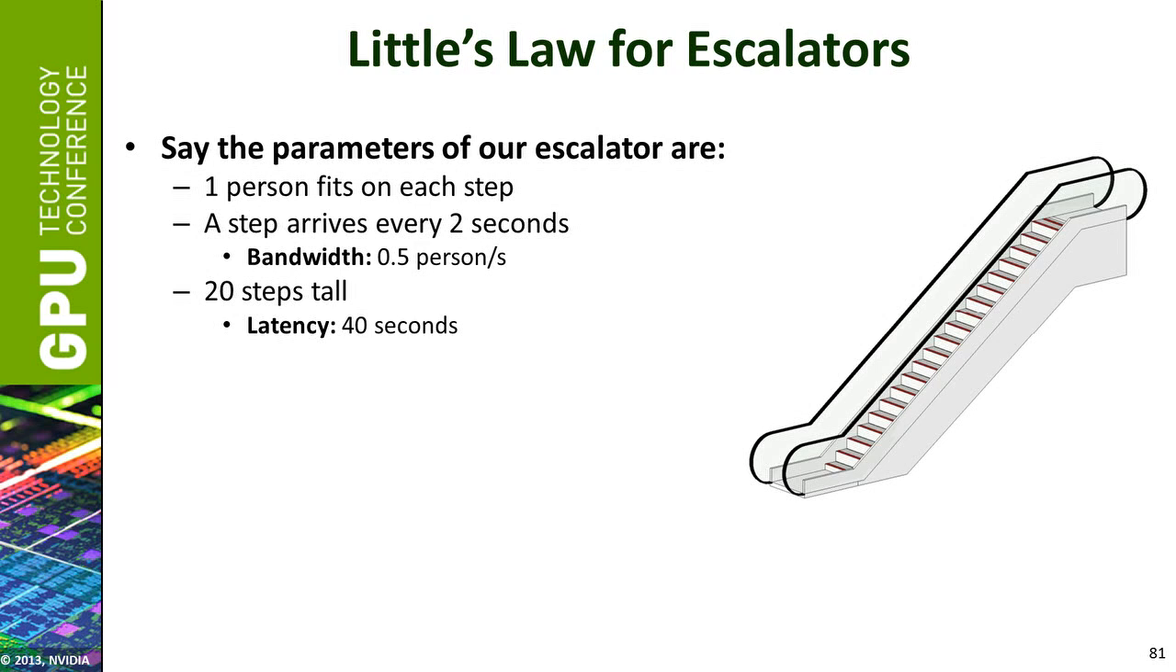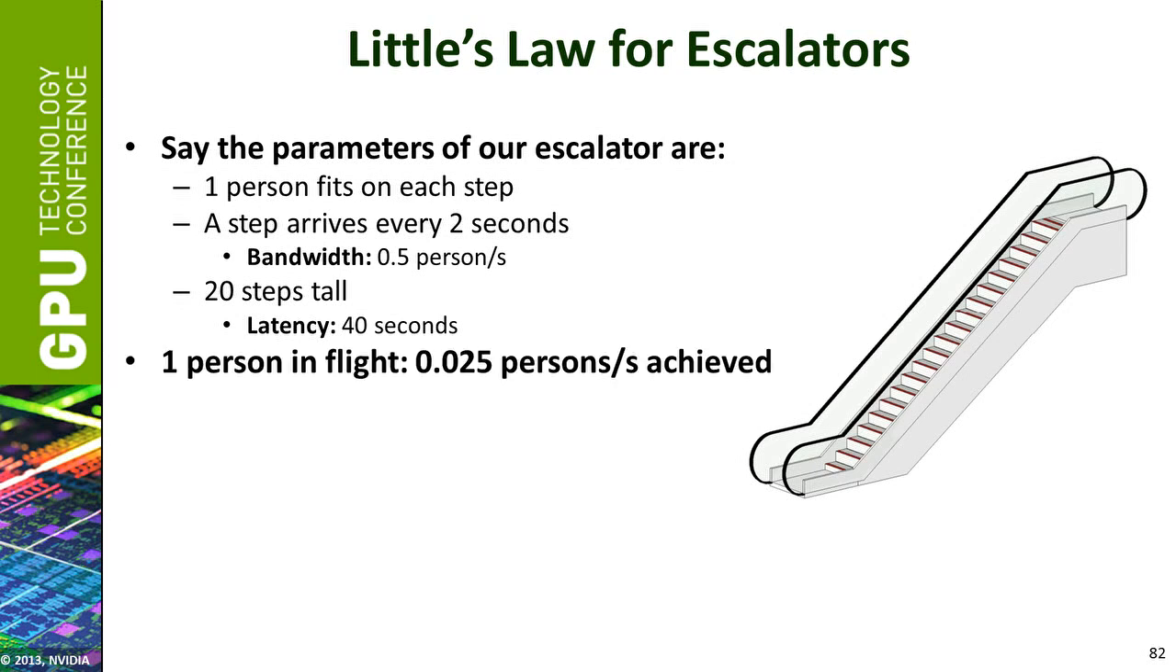If all we do is put a person on the escalator and wait for that person to arrive at the destination, then put the next person on, we are spending 40 seconds waiting for 1 person to arrive. So the bandwidth that we really achieve is 0.025 persons per second, which is 20 times smaller than the bandwidth that we have, half a person per second. The reason we're not getting the full bandwidth is because we're not keeping it busy.